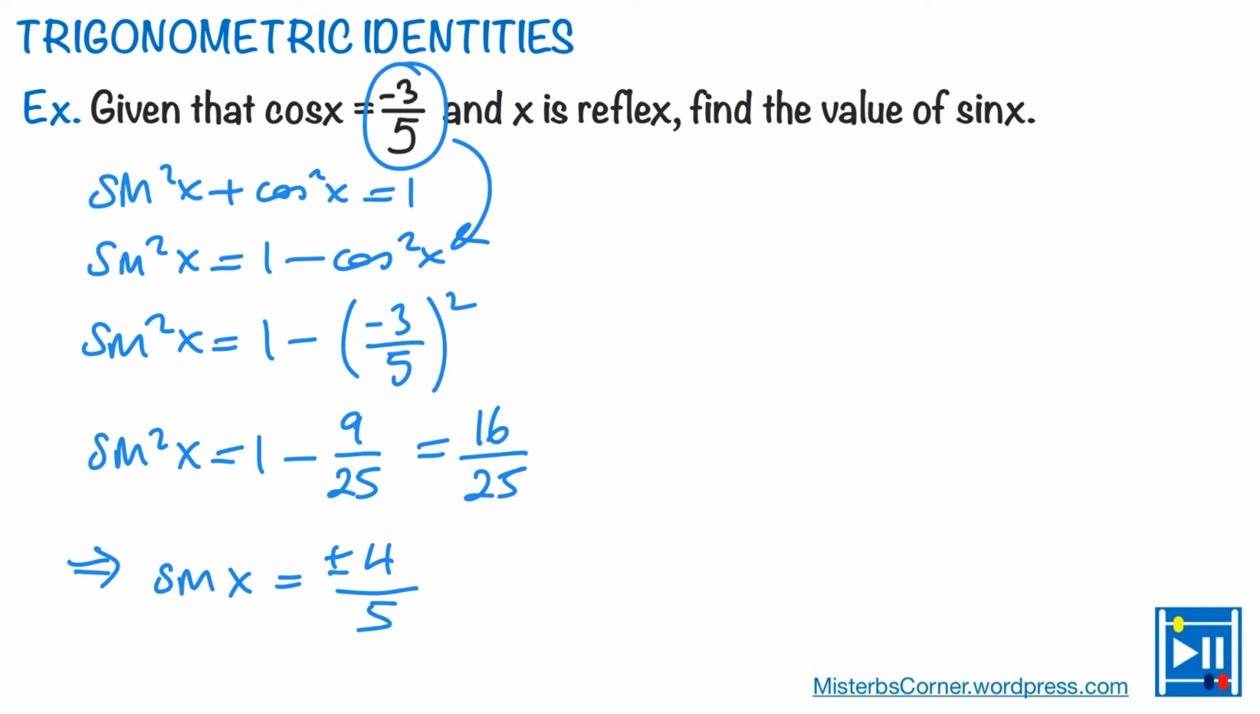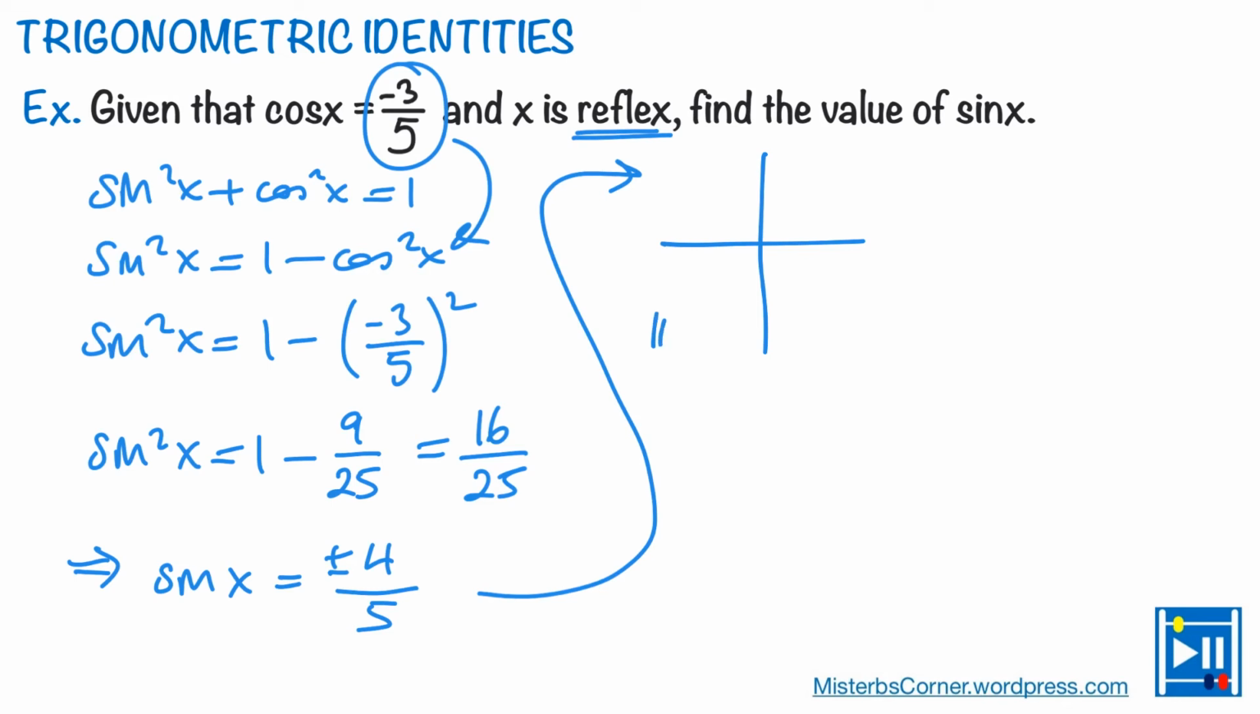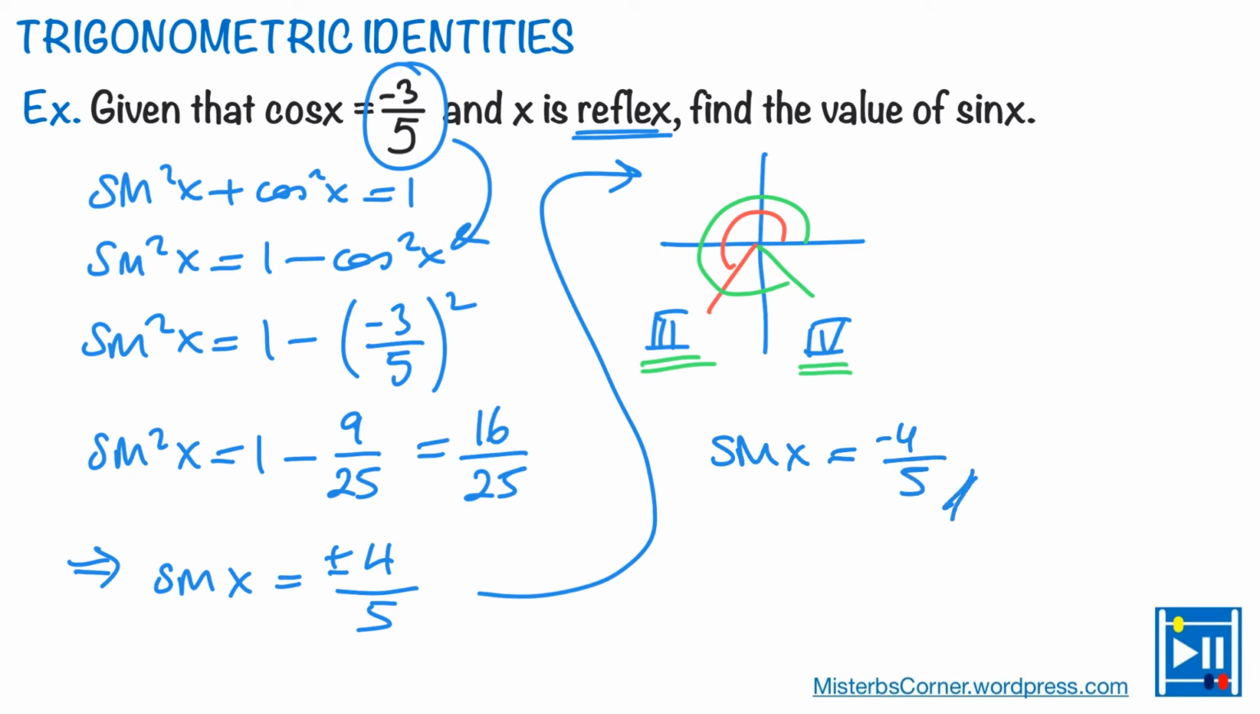Now you have to decide whether it's plus or minus. The question says that the angle x is reflex. This means that the angle will be either in the third quadrant or the fourth quadrant. It could be here like this, or it could be here like this. But because in each of these quadrants sine x is negative, we can write sine x equals minus 4 over 5 with confidence. So that's the answer.